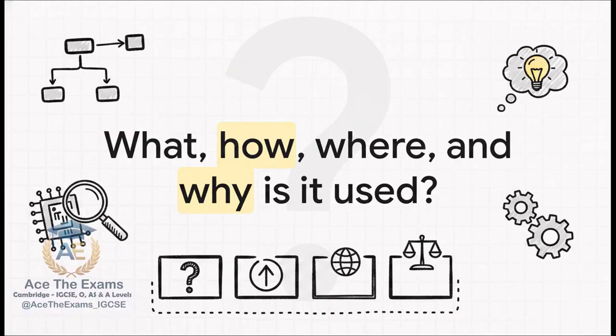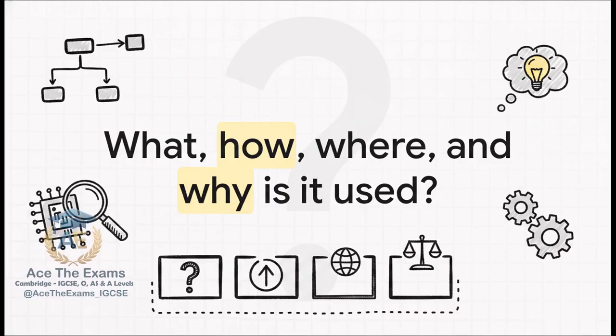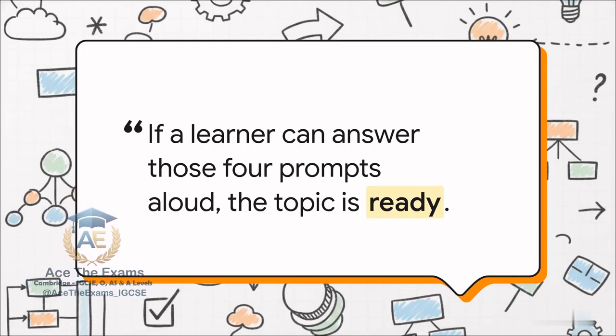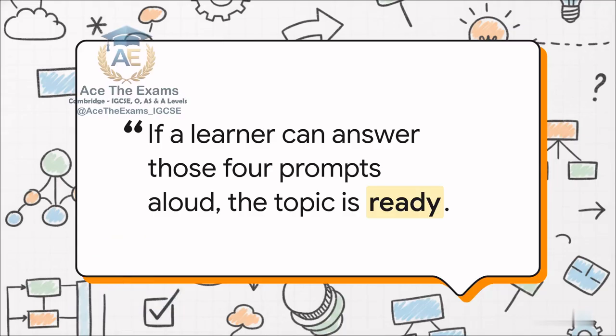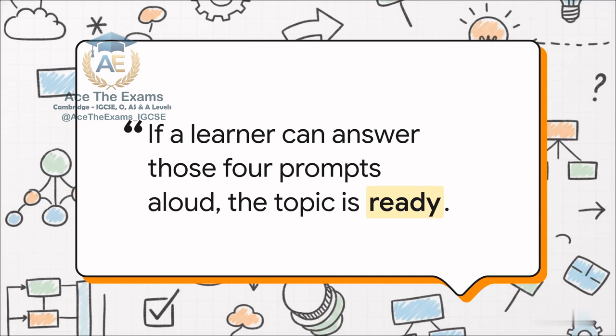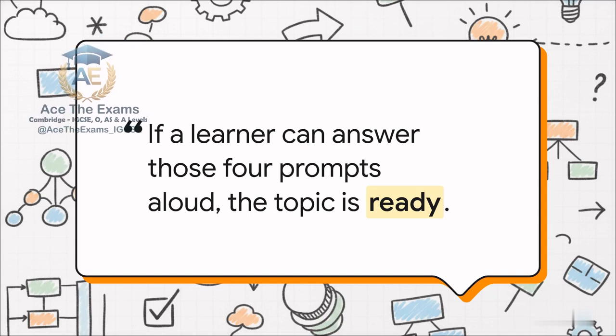And that's okay, but it means you need to go back and rebuild the topic using a worked example until those 4 answers flow completely naturally. When you can vocalize the what, the how, the where, and the why aloud, you have successfully transformed fragile, short-term memory into robust, highly adaptable exam power. You're no longer just crossing your fingers and hoping the right question comes up. You are fully prepared to dismantle whatever scenario they throw at you.